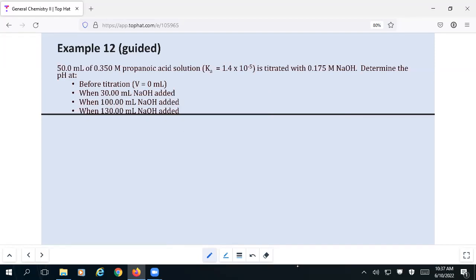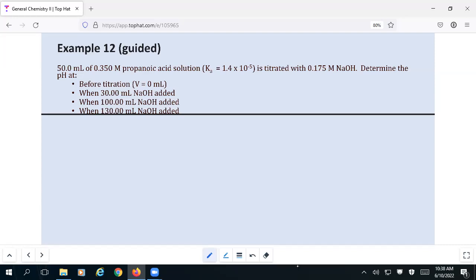Okay, so the last example that we're going to do today is a lot more involved. This is a representation of the kind of question that you will probably see in a quiz or exam situation when it comes to this kind of concept. We've got 50 milliliters of a 0.350 molar propionic acid solution. Ka is 1.4 times 10 to the negative fifth, and we are titrating it with 0.175 molar sodium hydroxide. Determine the pH at 4 different scenarios.